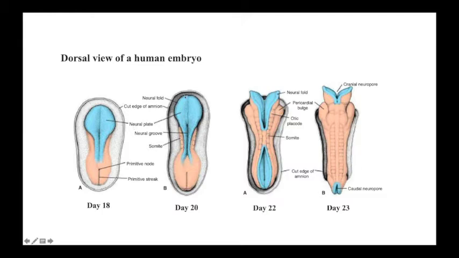Then the lateral edges of the plate will start to rise above the embryonic ectoderm to form the neural folds. With further development, the neural folds continue to elevate and approach each other, then fuse at the future cervical region of the embryo to form the neural tube. This fusion proceeds in cephalic and caudal directions to create a hollow structure that is lined with the neuroectoderm epithelium.